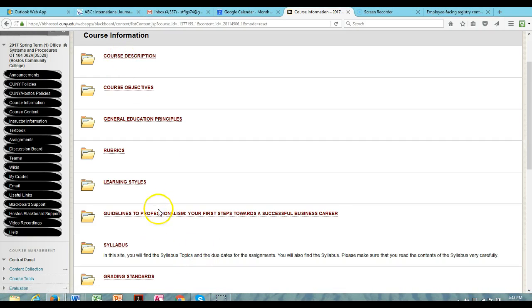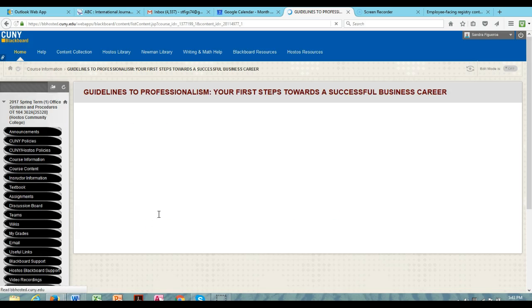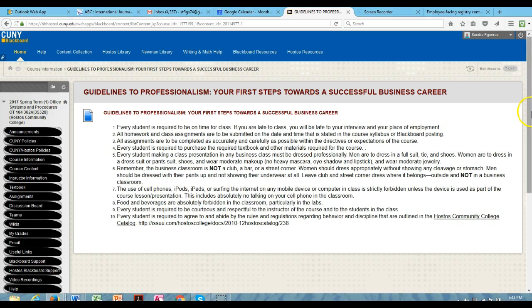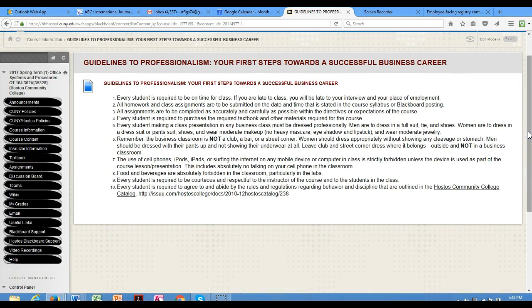I've already checked. Guides to professionalism. We will discuss these in more detail the first day of class, but please make sure you review what is expected of you in a business class. Some of you who have already had me in Business 203 or the other classes will know exactly what I expect from you in terms of professionalism.